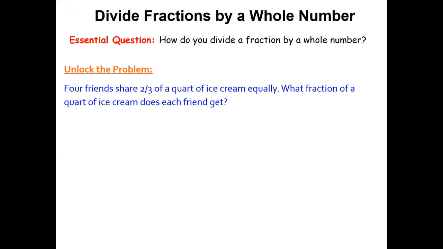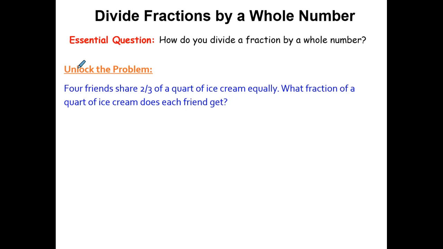Hello class, in today's lesson we're going to discuss how to divide fractions by a whole number. And our essential question today is, how do you divide a fraction by a whole number? There's different ways to do this. We can model and we can just do it by working it out. We're going to do both ways today, so you have options. Please pay attention and take notes as we go through this.